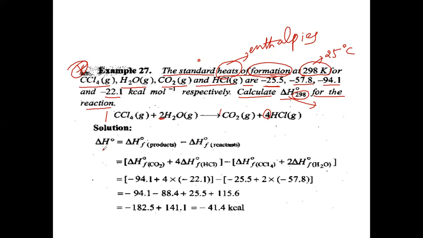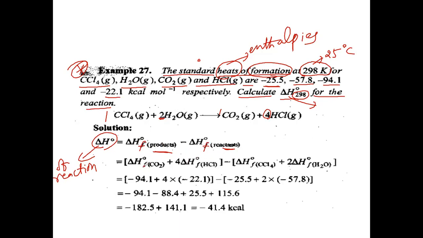Now we have to take what now? Enthalpy of reaction. Enthalpy of the given reaction is equal to what minus what? Products minus reactants. Your enthalpy of formation is given to you now. That's why, using enthalpy change of formation, we have to take products minus reactants.